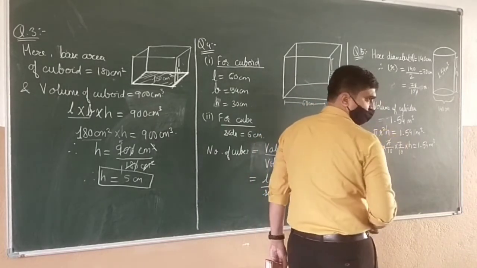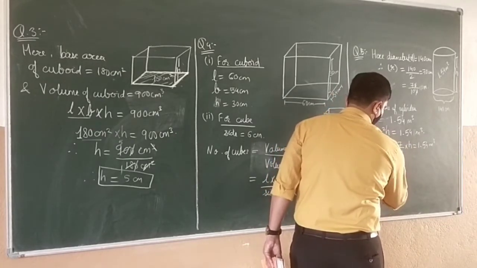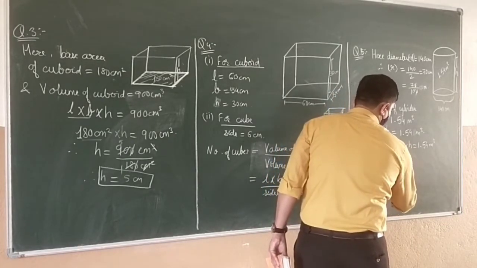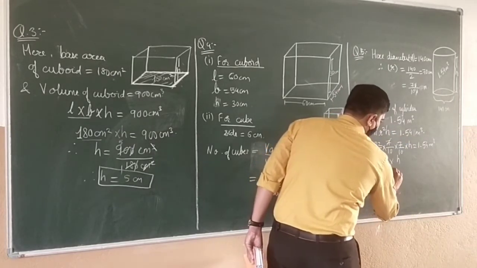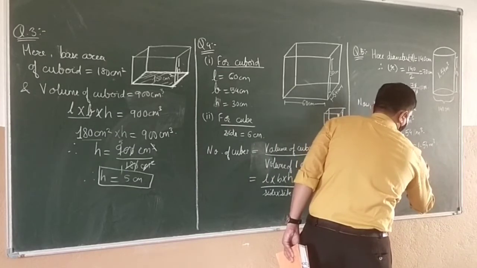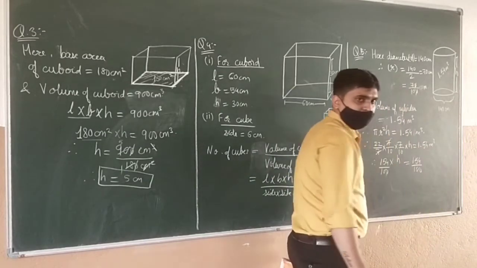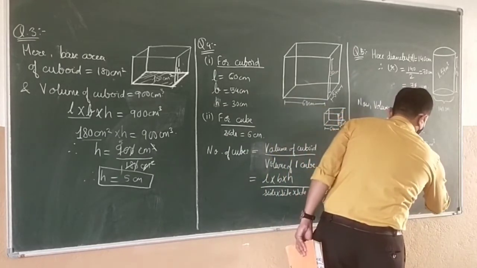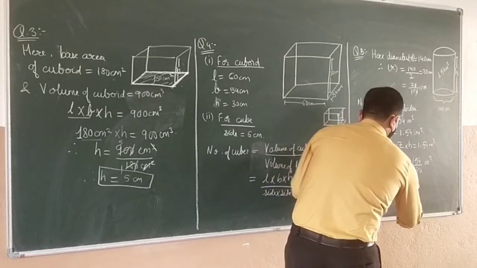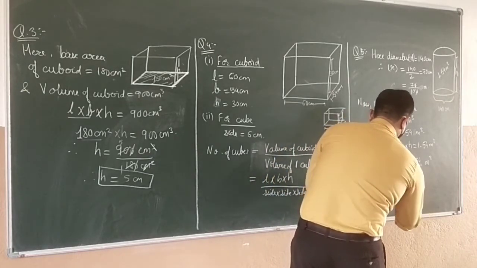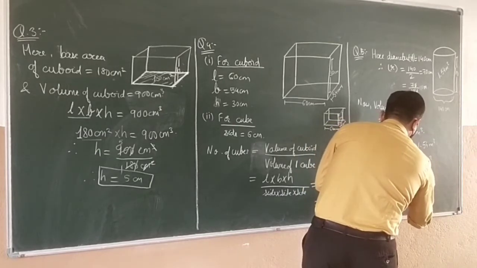7 and 7 will cancel out. 22 into 7 will be 154, into h divided by 10 into 10, 100, is equal to 1.54. Can I write 154 divided by 100? Can I write meter cube? Therefore, h is equal to, this 100 which is in division will go to that side. Where will it go?